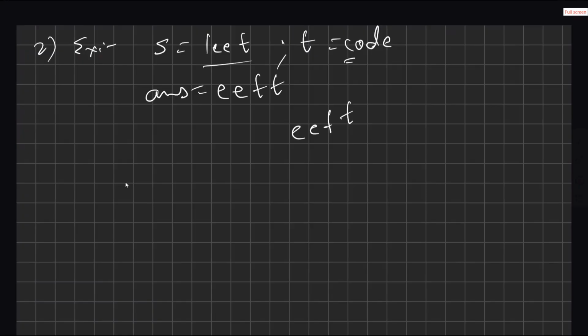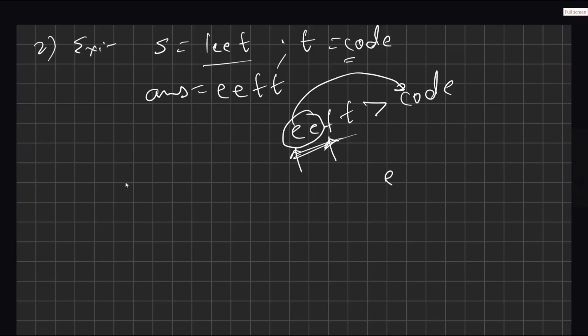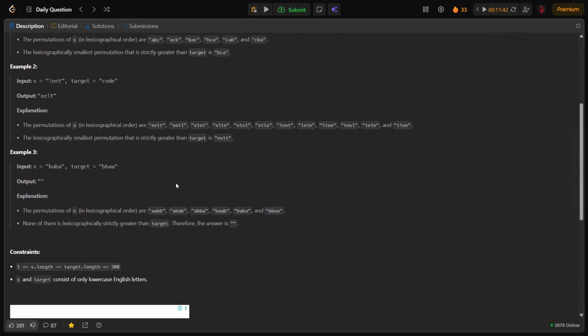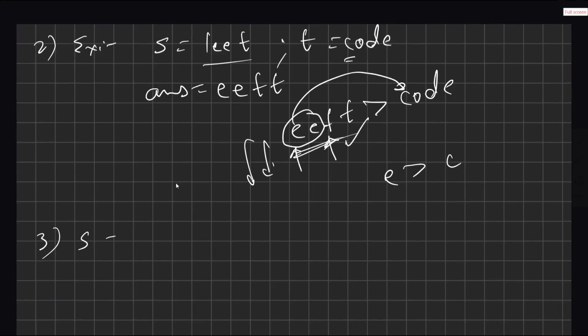If you take this way, what will happen is EETT is a string which is strictly greater than this code, and this is as small as possible, right? Because E is smaller than T, so E has occurred all before T, and the first character where it differs is E and C. E is obviously greater than C, so this is strictly greater than the target, and this is as small as possible. So one thing you are basically understanding is that, let's take the other string.